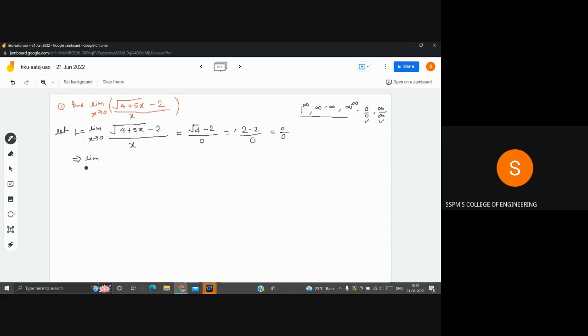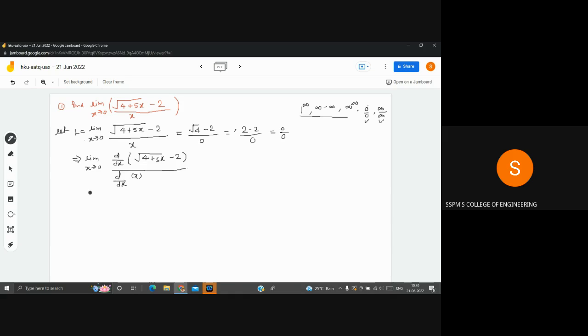So how to apply that L'Hospital? x tends to 0. Meaning here, taking the derivative of the numerator as well as the denominator separately. See, root of 4 plus 5x minus 2, upon d by dx of x.